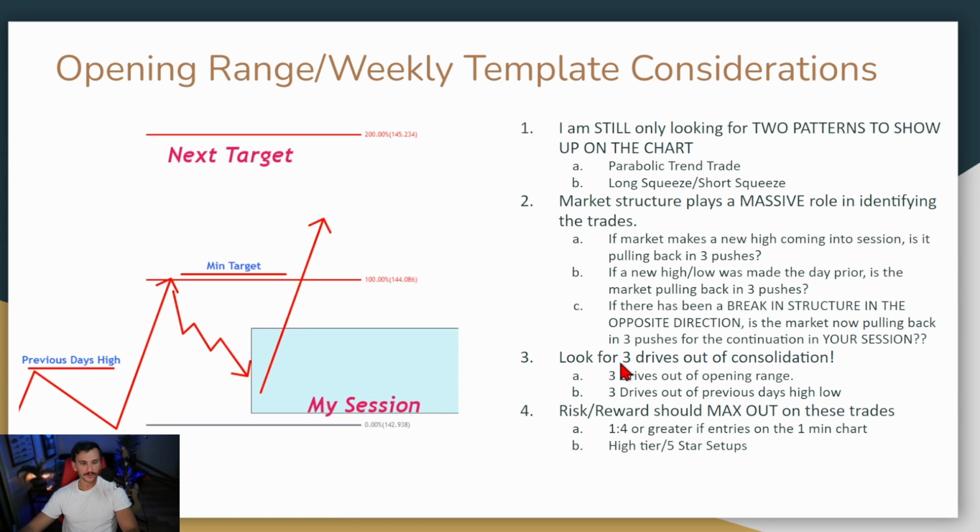Look for 3 drives out of consolidation, 3 drives out of the opening range, 3 drives out of the previous day's high and low. Super, super important. And also, these are high tier setups. These are high quality setups based off of the weekly template. These are the trades that you want to be taking throughout your week. Your risk to reward should be no less than 1 to 4. It should actually be greater than 1 to 4 if your entries are on the 1-minute chart.